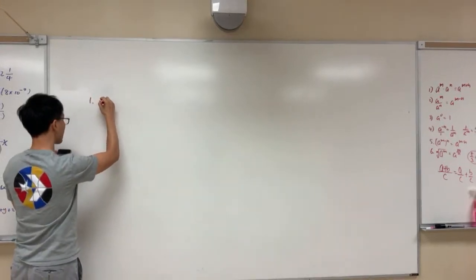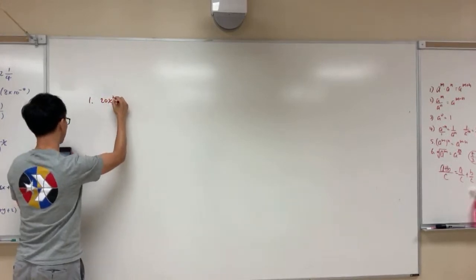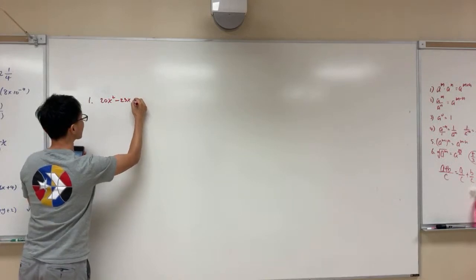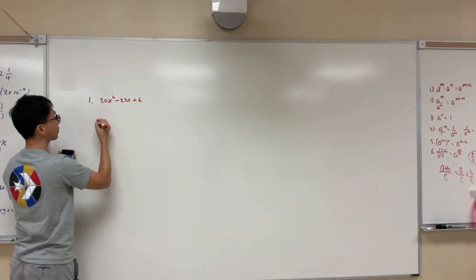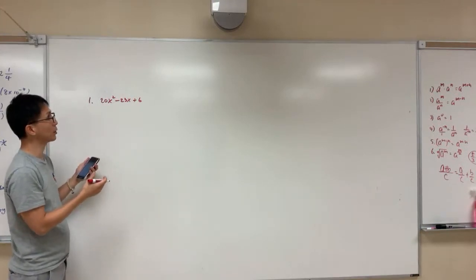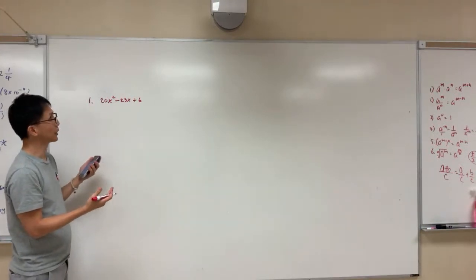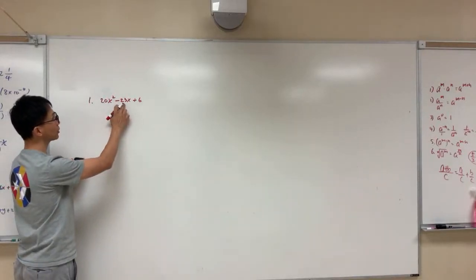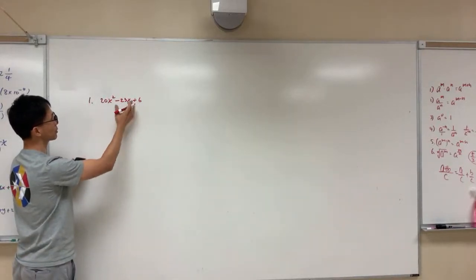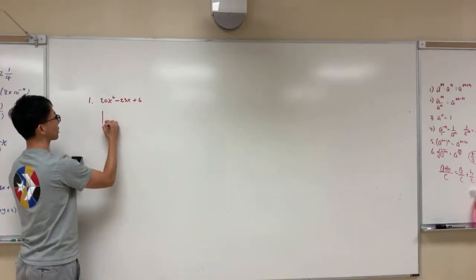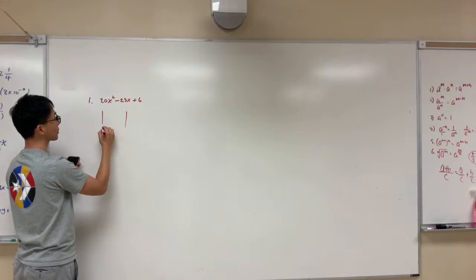The first question starts with 20x squared minus 23x plus 6. If I were to factor this trinomial, the first thing I look at is what is the greatest common factor. 20 and 23: 23 is a prime, so we know there's nothing I can factor out. There's no other GCF I can factor out.